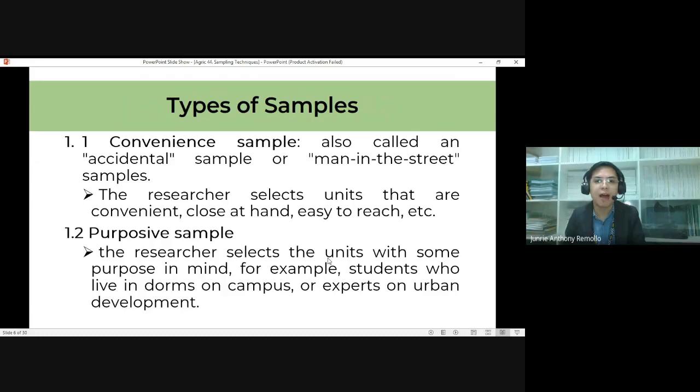For example, if you want to gather data about the performance of students who live in dormitories, because in a particular institution, some students are commuters, some live in boarding houses or pads, and on the other hand, there are also students who opt to stay in dormitories. So as a researcher, you are already purposive because you have already decided that you want to obtain data from students who live in dorms. Okay?